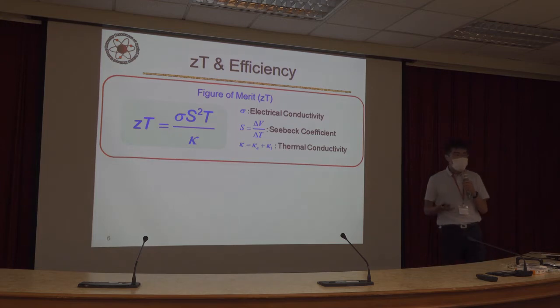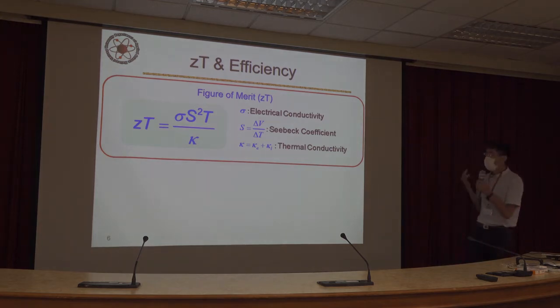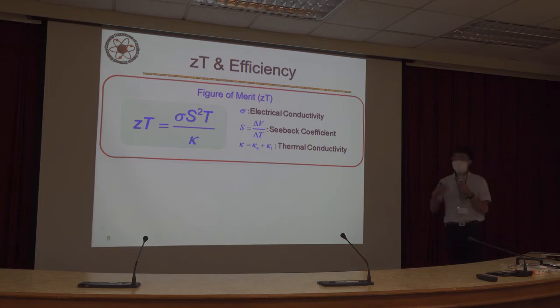To evaluate how good a thermoelectric material would be, we use the figure of merit ZT, which is proportional to the electrical conductivity and the square of the Seebeck coefficient, and inversely proportional to the thermal conductivity, which contains the electronic part and the lattice part. We want high electrical conductivity so that we can reduce Joule heat. We want a large magnitude of Seebeck coefficient so that for a given temperature difference, we can get a large voltage. We want low thermal conductivity so that we can more easily build a temperature difference.